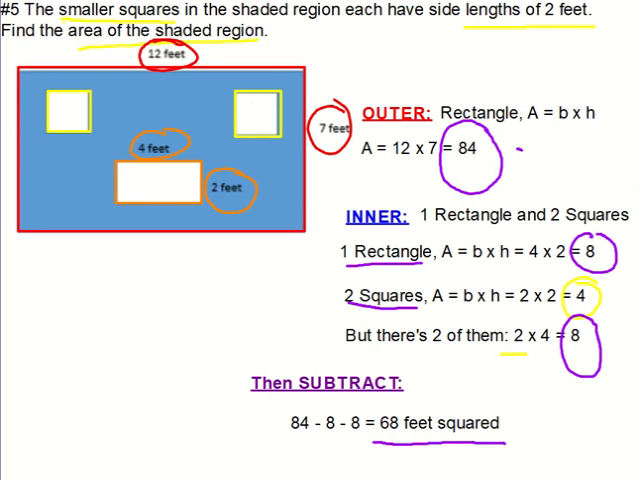So again, you find your outer area, you take your inner, here it involved a couple different shapes, and then you subtract them. Take the outer and subtract everything in the inside.